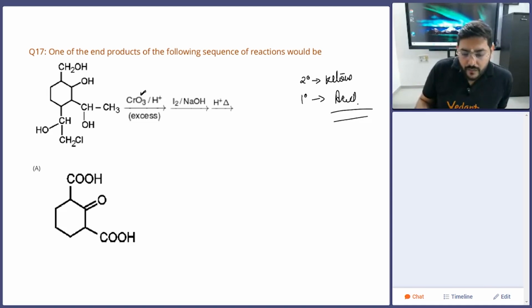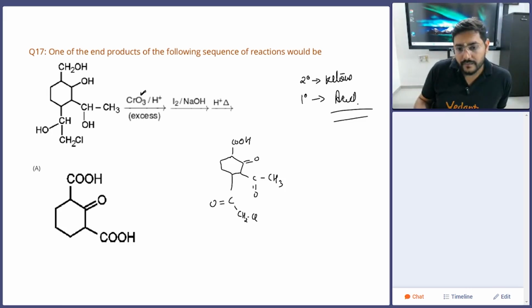What we are going to get when we oxidize it with CrO3: COOH, C double bond O, C double bond O, CH3, and C double bond O, CH2Cl. Now the I2 and NaOH. So can I say that this is a haloform reaction? Yes or no? So what we are going to get?